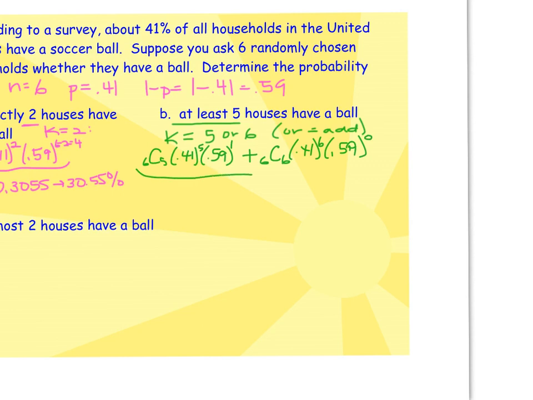Again, type all of that in at once. Pause the video and actually attempt that. Once you think you have it, press play. We just want to make sure we can do this independently. You should have 0.0458, which means about a 4.58% chance that at least 5 houses would say they have a soccer ball. That should seem likely because the probability that any one random house would have a ball is only 41%, so the likelihood that 5 or 6 out of 6 houses selected would have one should be pretty small.